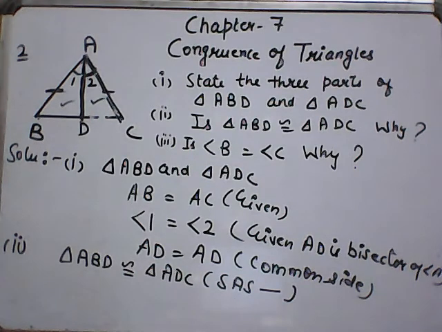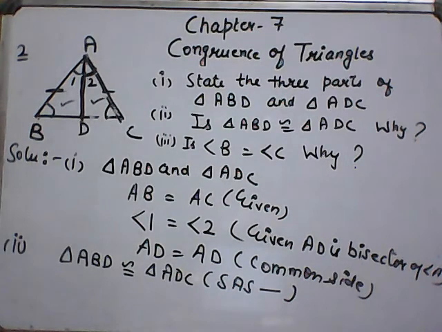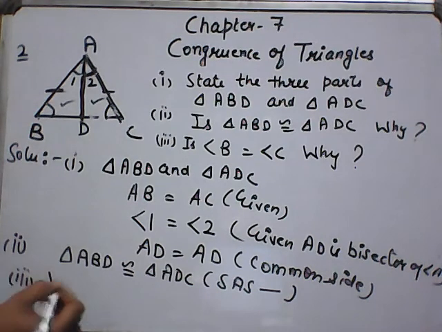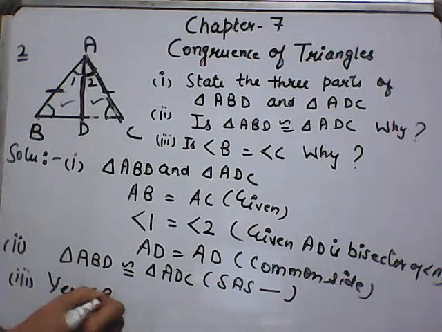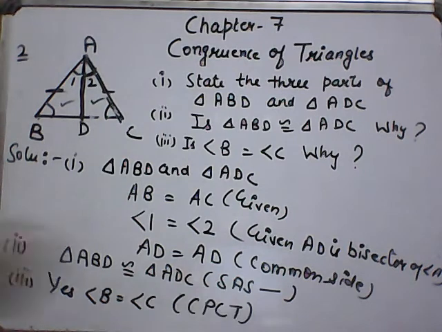When two triangles are congruent, we know that each angle and each side are equal. Corresponding parts of corresponding triangles are equal. So we can say angle B of triangle ABD is equal to angle C of triangle ADC by CPCT. CPCT stands for corresponding parts of corresponding triangles. Third part, yes. Angle B is equal to angle C by using CPCT, corresponding parts of corresponding triangles.